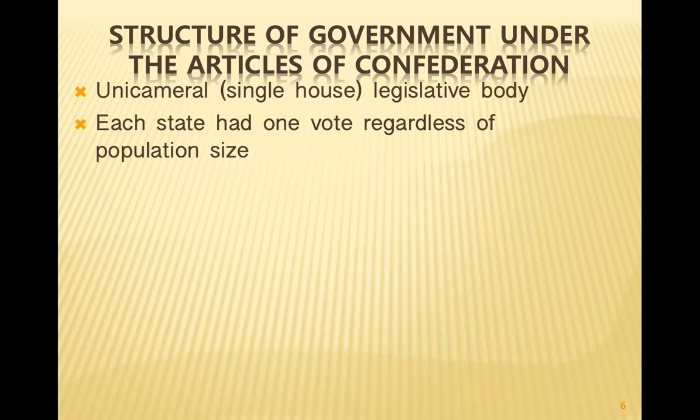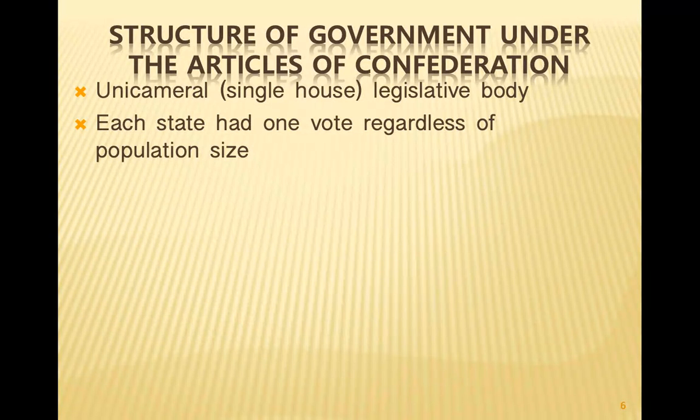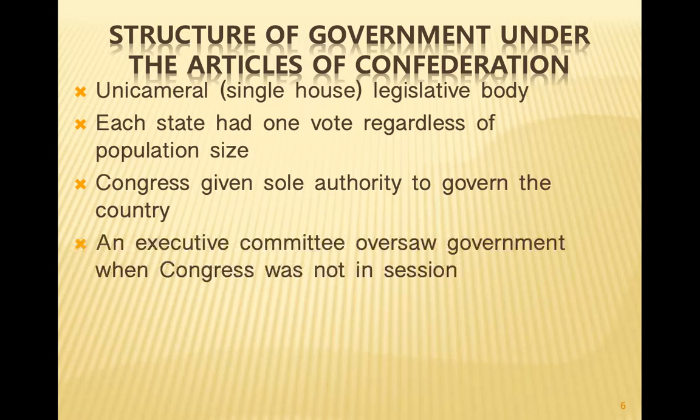And each state or each colony, which was now called a state, would have only one vote in the legislative branch, regardless of size. So little tiny Rhode Island would have the same number of votes as big old New York, who had a lot of people in it at the time. So we're going to talk about the problems that created. Congress was given the sole authority to govern the country, but that didn't mean a whole lot.